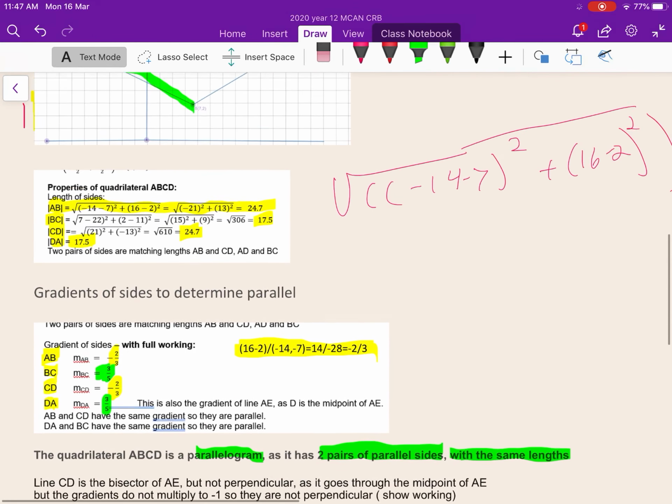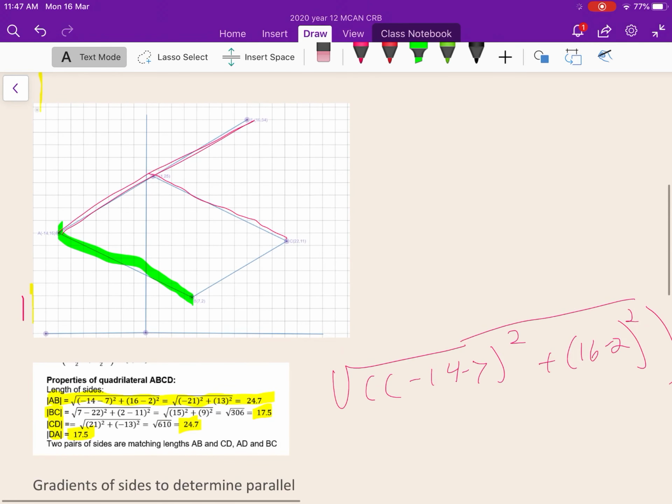Well, CD is a bisector of AE. We know that because we know that D is the midpoint. So we know that. We don't have to do any more work with that. We've already shown that. But is it a perpendicular bisector? So it's a bisector. Is it perpendicular? So then you're going to have to find what the gradient of CD is in relation to AE. You need to find their gradients. And we've already done that.